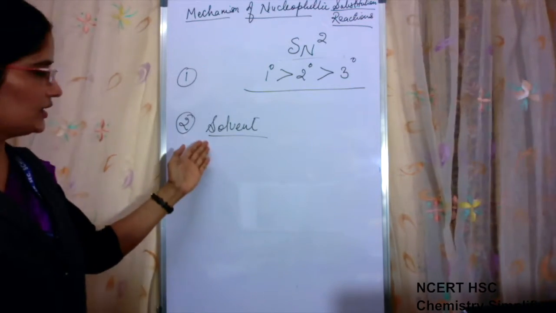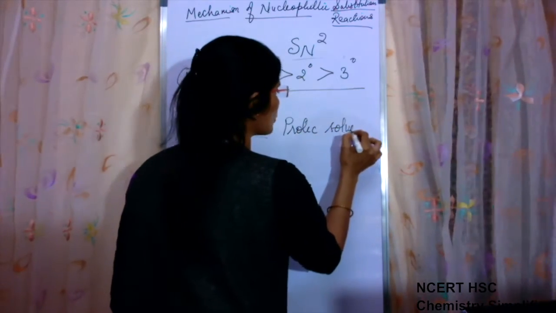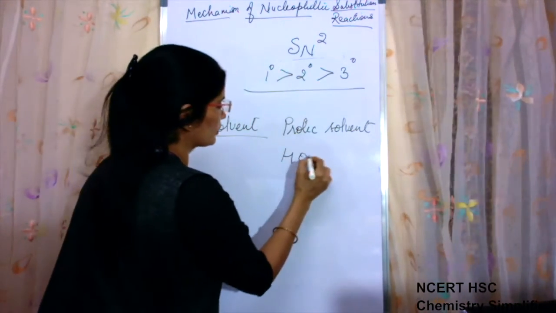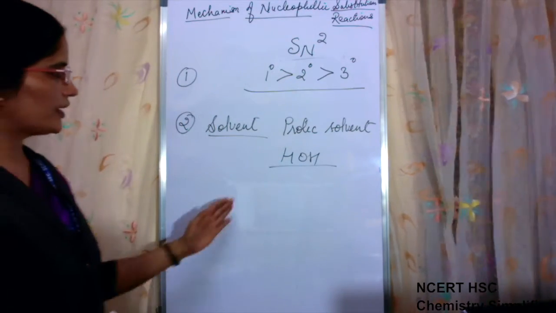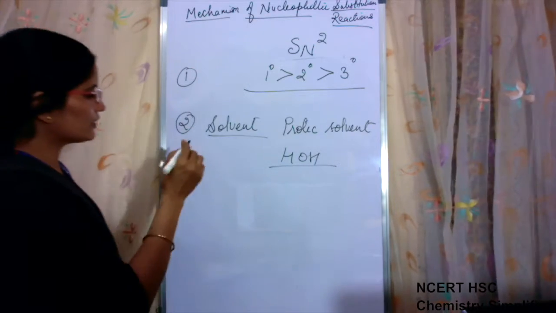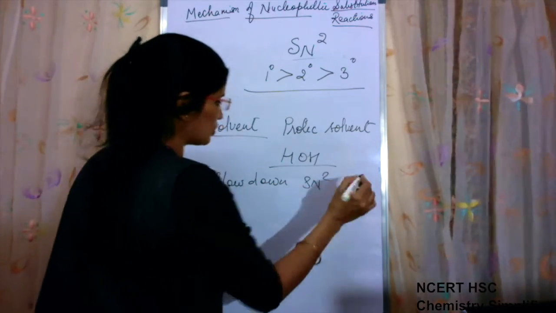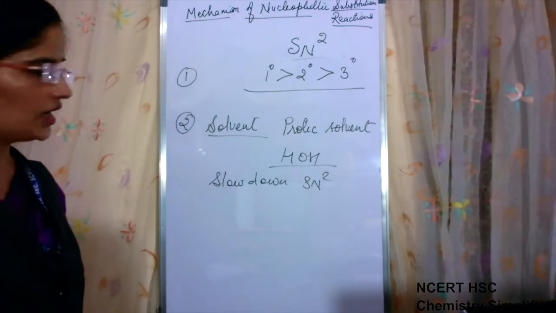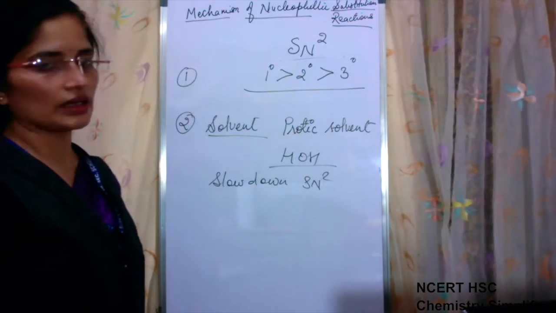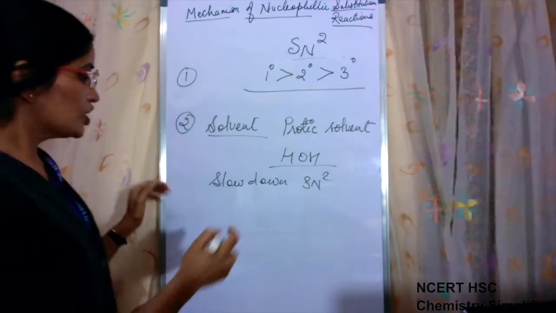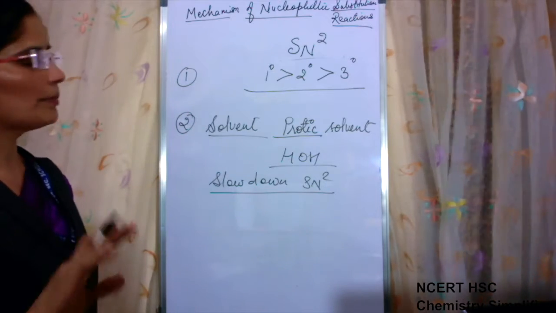Now the solvent effect, if a protic solvent is there. A protic solvent means any solvent which gives a proton, like water. HOH is a protic solvent because it gives H positive. Whenever a protic solvent is there, it will slow down the SN2 reaction, because reactions take place in some solvent. Either the solvent will be protic or it will be aprotic, which does not give hydrogen H positive ion.